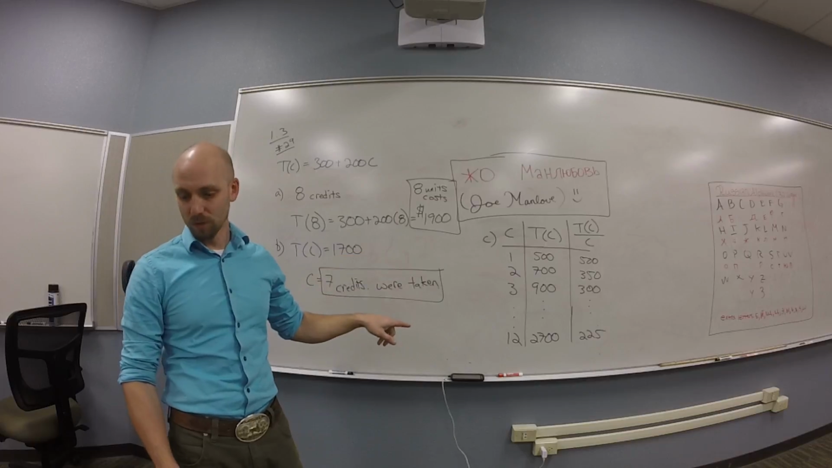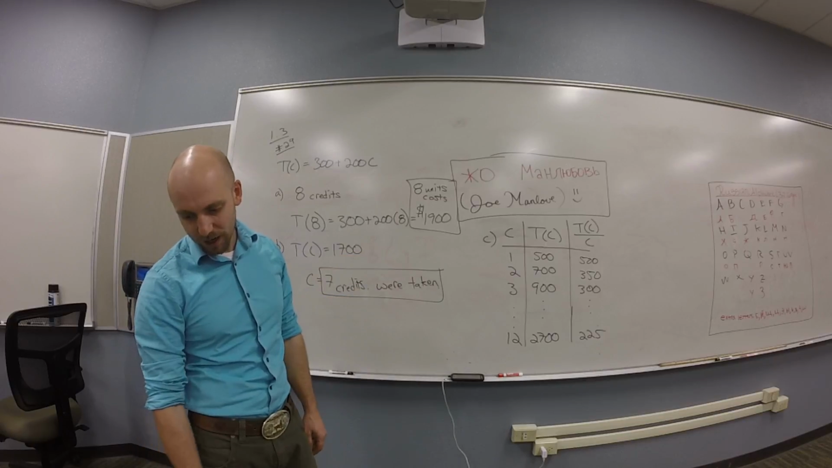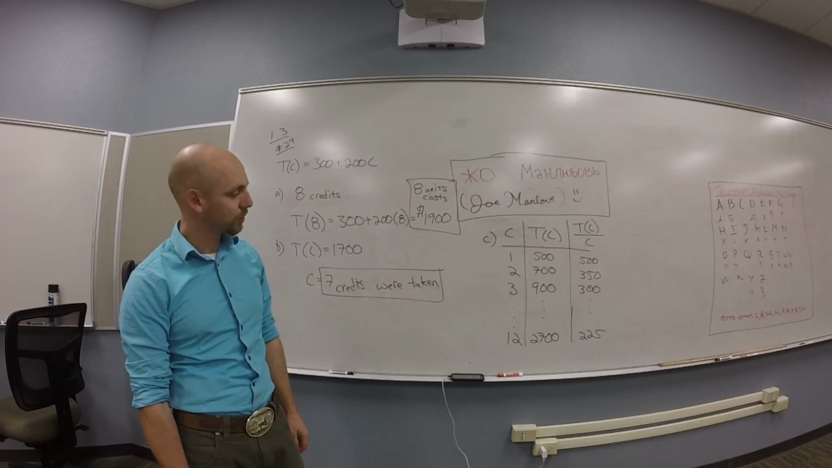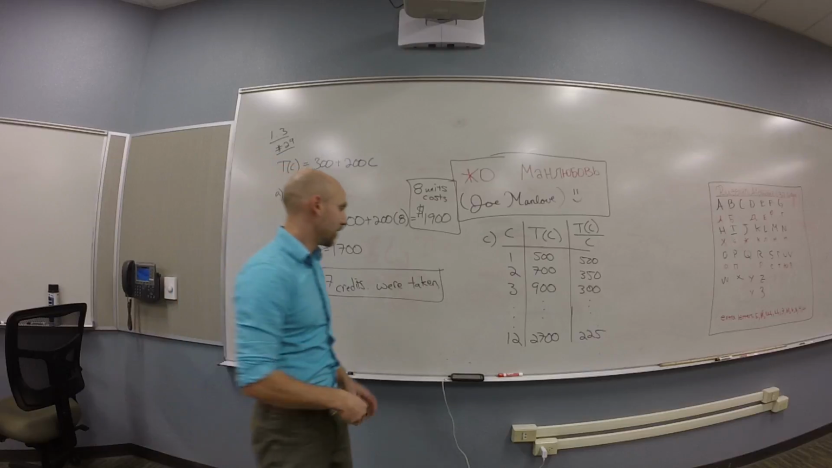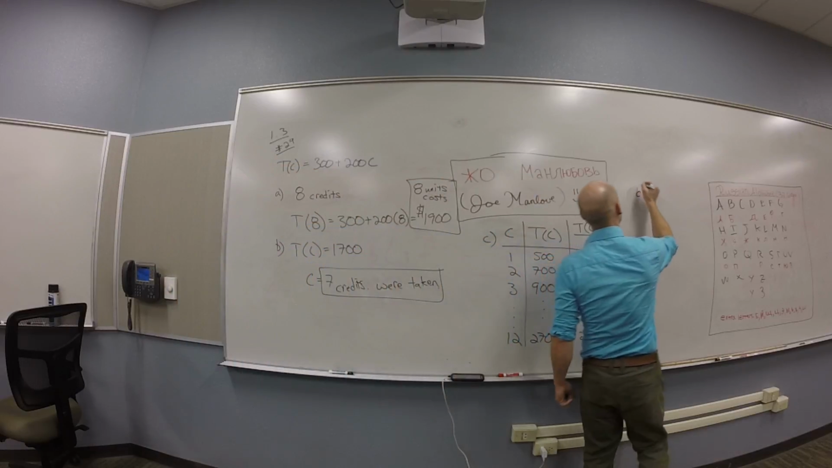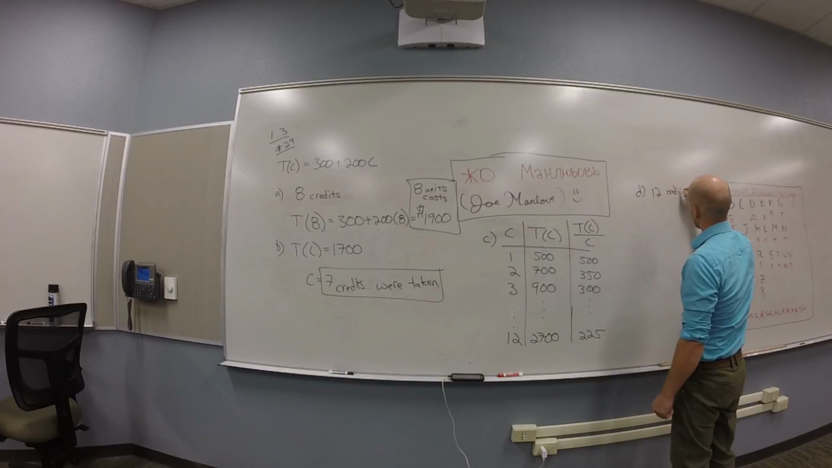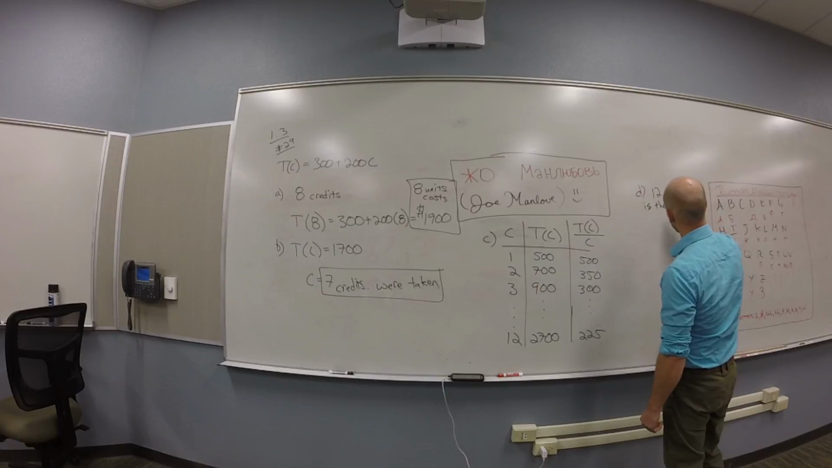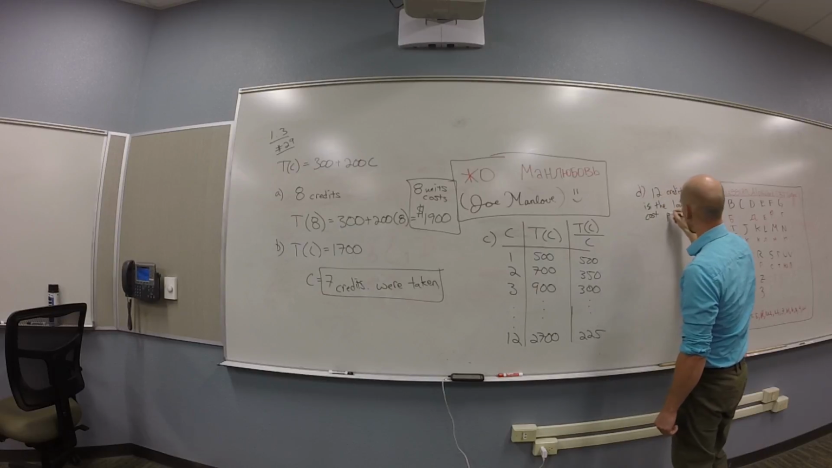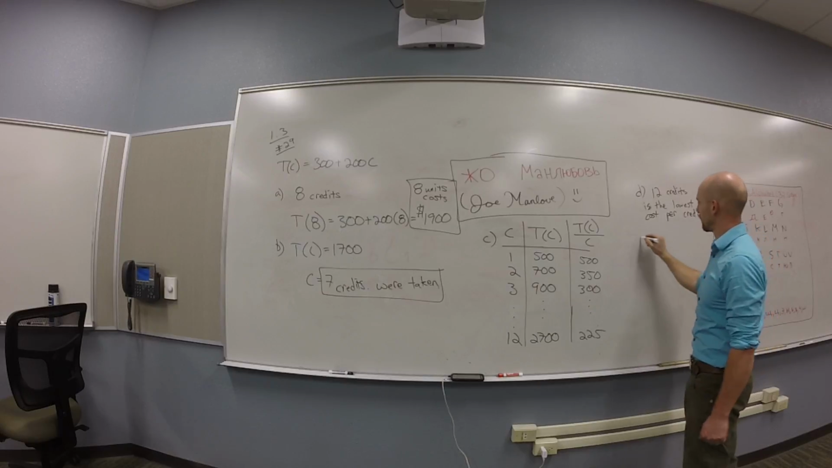Cool? Check. What's part D? Which of these values of C has the smallest cost per credit? Good, that'd be 12. So 12 credits is the lowest cost per credit.